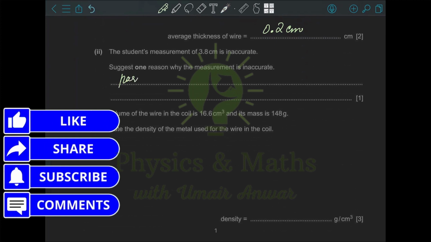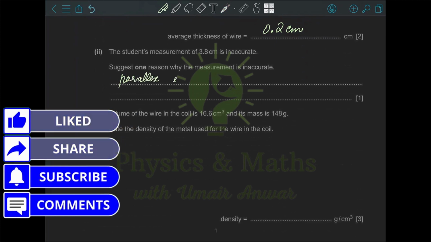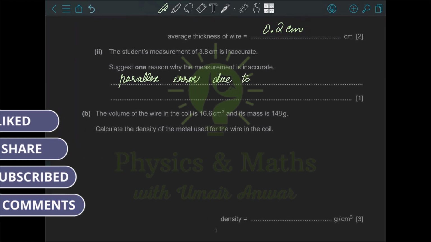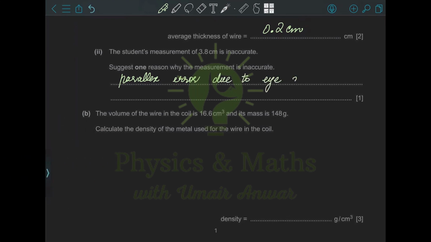So I'm writing: parallax error due to eye not placed right above the point of reading. So when the observer sees the reading from the sideways, parallax errors commonly occur.